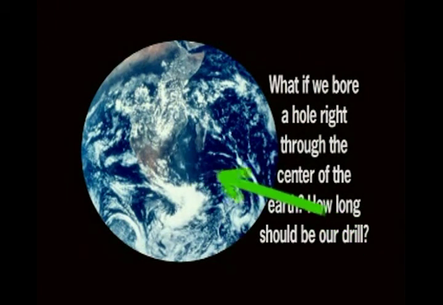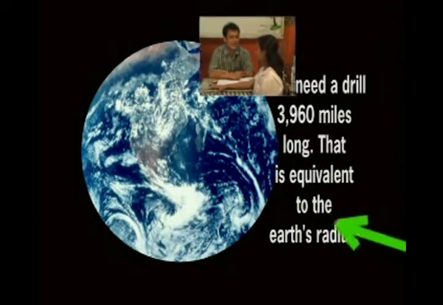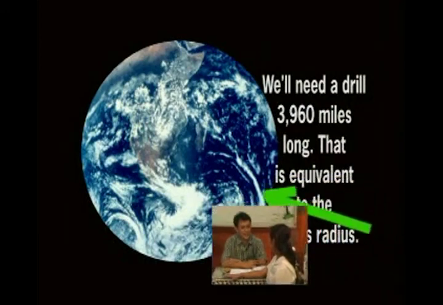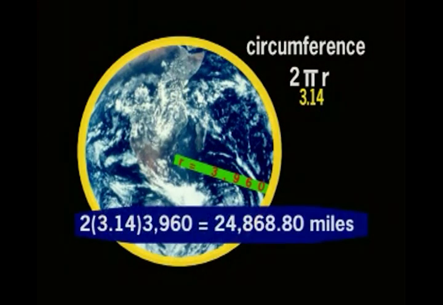Can you imagine how long our drill should be if we were to bore a hole right through the center of the Earth? That drill would be approximately 3,960 miles long. That is how long the Earth's radius is. By the way, Bea, your dad is a seaman, right? Yes, and Mom and I miss him so much. If he cruises around the world, starting and ending his journey in the Philippines, how far would he have traveled? Then we'll have to use the expression for the circumference. 2 times 3.14 times 3,960 equals 24,868.80 miles.